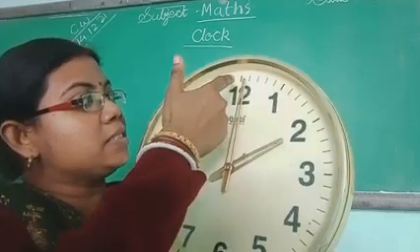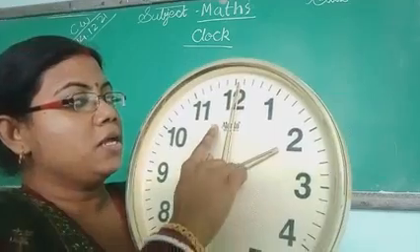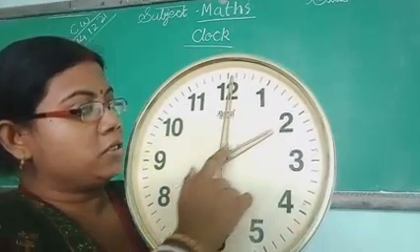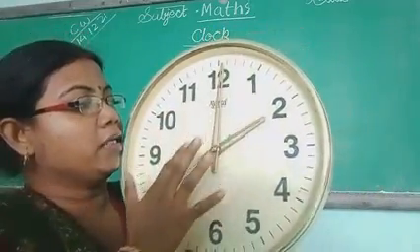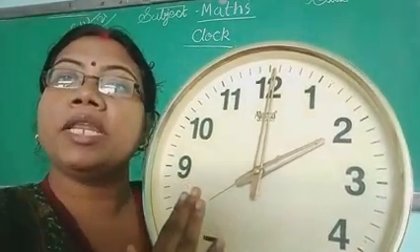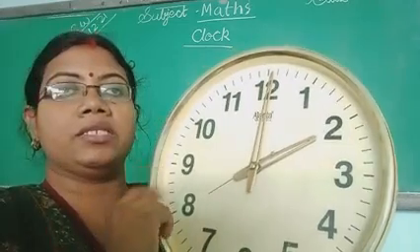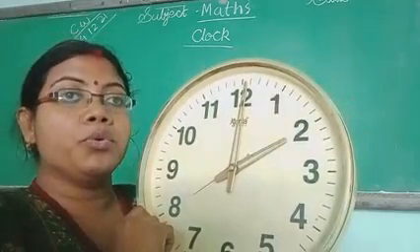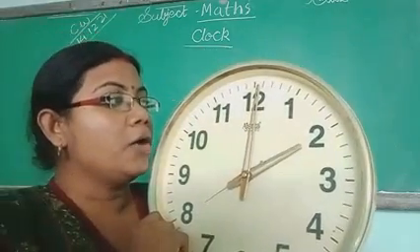Okay. This is the minute hand, the long hand. See, this is the long one. See the clock. This is the long one and this is the short one. So, we are saying long hand and short hand. Long hand, another name is what? Minute hand. Short hand, another name is what? Hour hand.